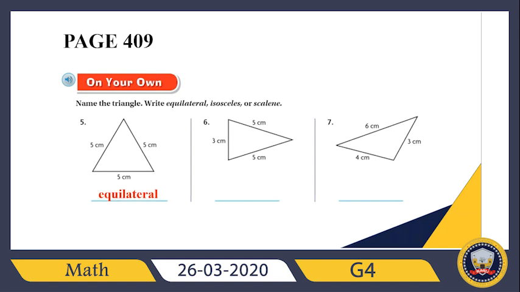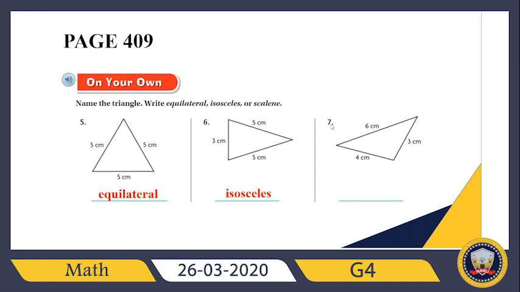What about question 6? So, right now, let's check the lengths of sides. 5 cm, 5 cm, 3 cm. I can see it has 2 equal lengths. In this situation, if it has 2 equal lengths, I know this triangle is an example of an isosceles triangle.